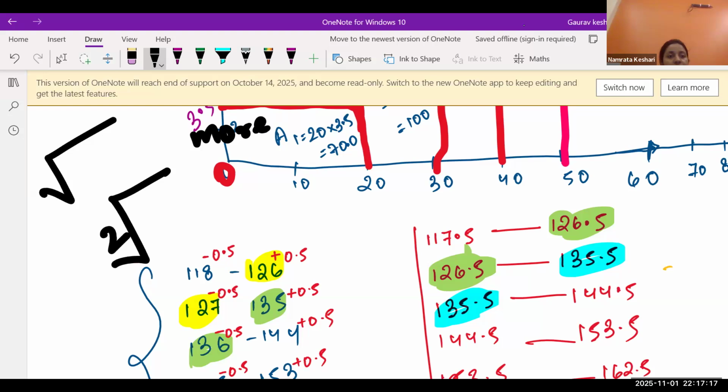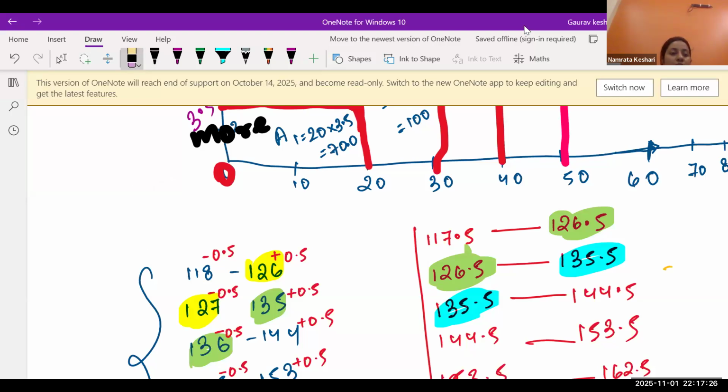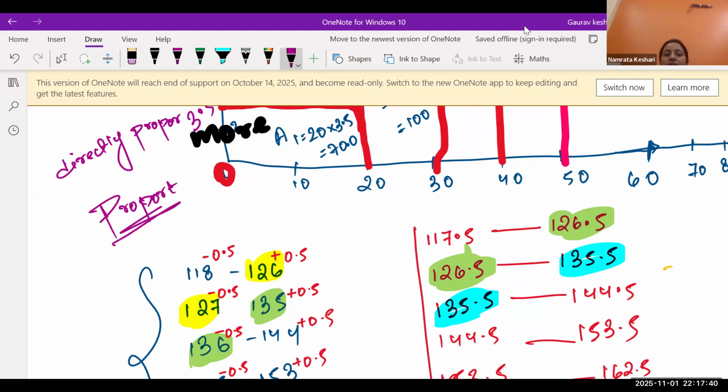Similarly, proportional means directly proportional. So even though just "proportional" is written, that means one is increasing, another is increasing; one is decreasing, another is decreasing. Or maybe just "proportional" is written, then also the word "directly" is hidden over here.